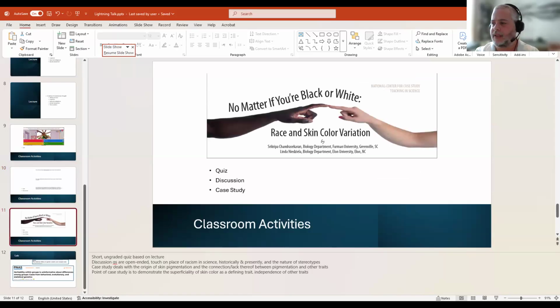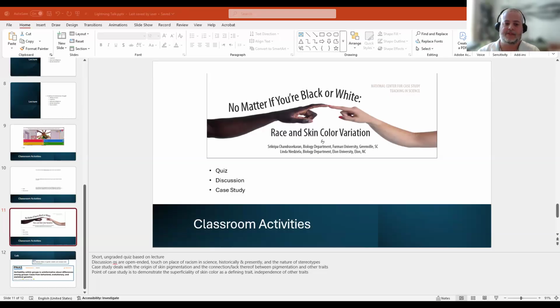The last part of the classroom activities involves a case study. And now I'd like to really put in a plug for the National Center for Case Study Teaching in Science. It is a fantastic resource that I use extensively in most of my classes. And there is a case study for just about anything you can possibly imagine, including one on the nature of race and where those concepts about race tend to fail.